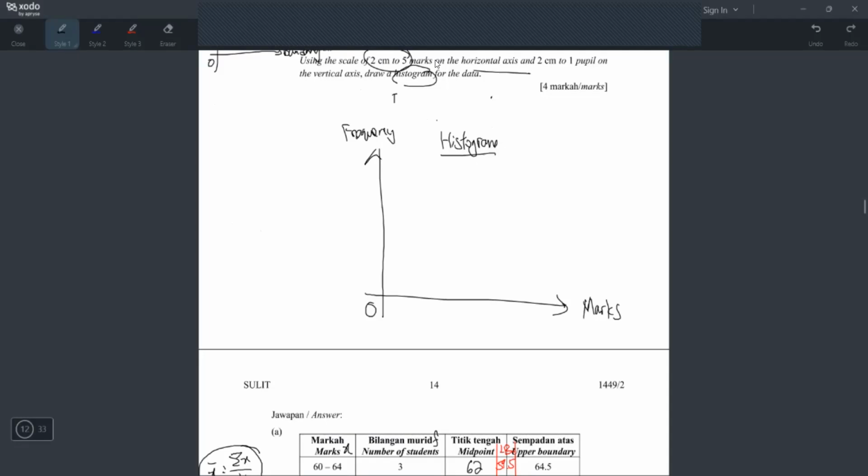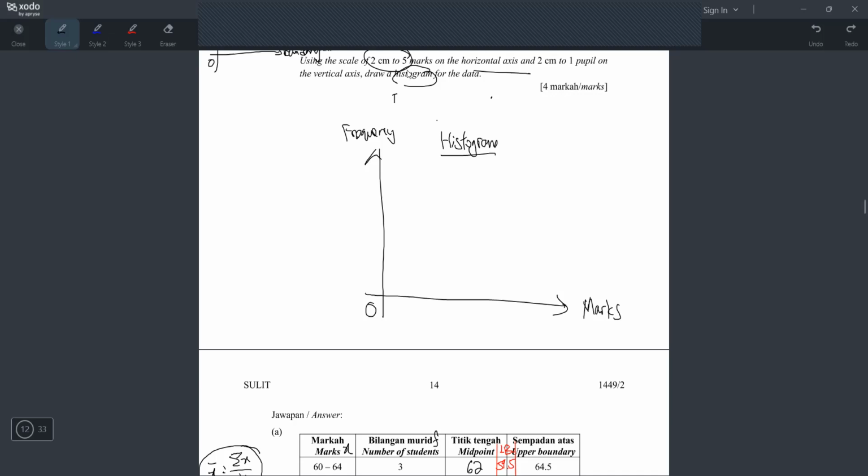Scale dia berapa? 2 cm to 5 mark horizontal axis. Saya nak tanya, boleh tak saya buat macam tu? 2 cm to 5, lepas tu saya buat 5, 10, 15, 20, 25 and so on. Betul or salah? Salah. You buat macam tu, salah. You buat macam tu, confirm your histogram you get 0 mark. Okay.